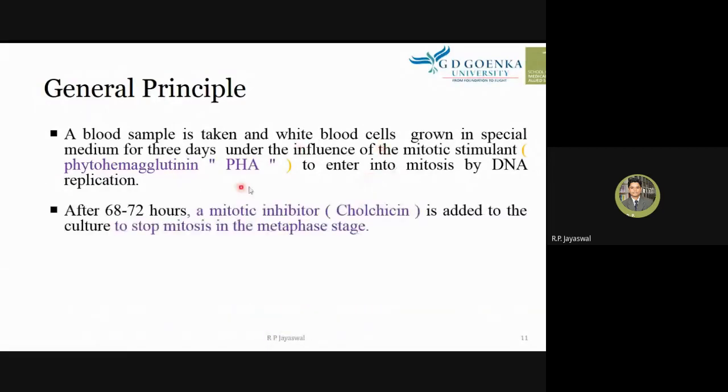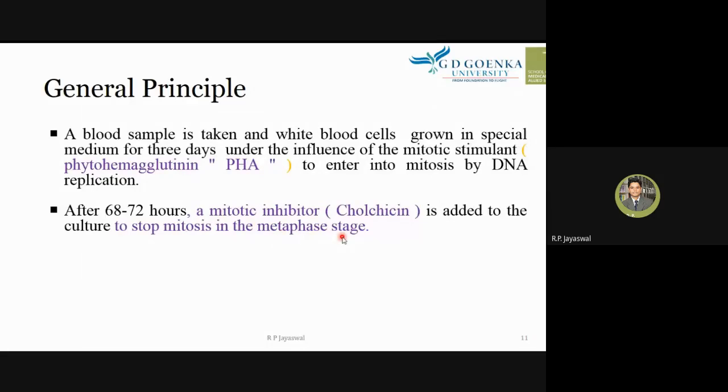And after 3 days, actually after 68 to 72 hours, when this time passes, we need to add a mitotic inhibitor. Earlier we added a mitotic stimulant. Now we need to add a mitotic inhibitor, which is called colchicine. This colchicine is added so that it will stop the mitosis process and bring all the cells to the metaphase stage.